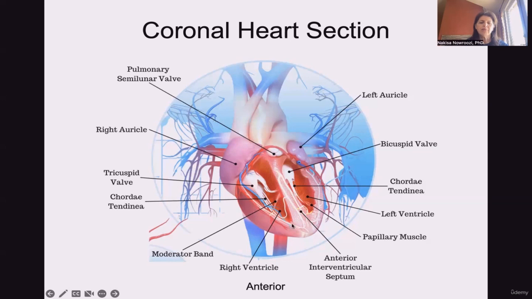How do I know where my right side is after I have a coronal section? Which section is showing me the anterior view on the right side and on the left side? The outer wall of the left ventricle is much thicker than the outer wall of right ventricle. The reason being that left ventricle has to pump blood to the whole entire body, but right ventricle is just going to the next door neighbor, to the lungs. So that's why we also have moderator band only on the right side.